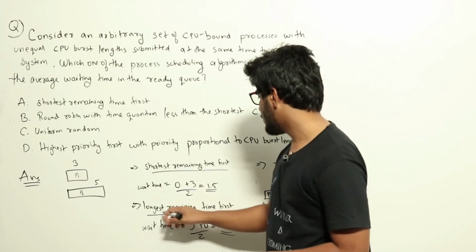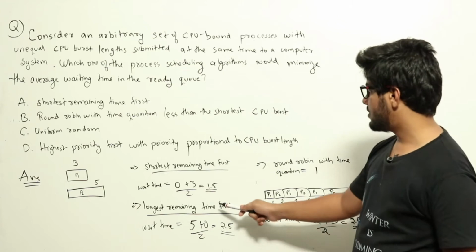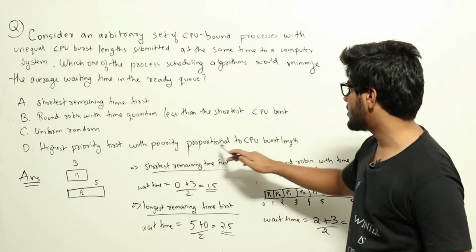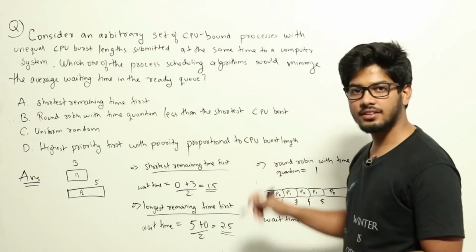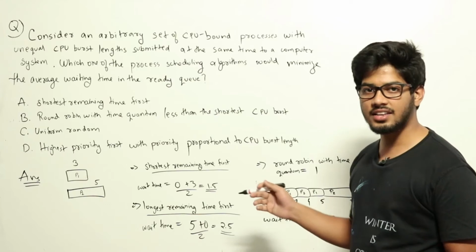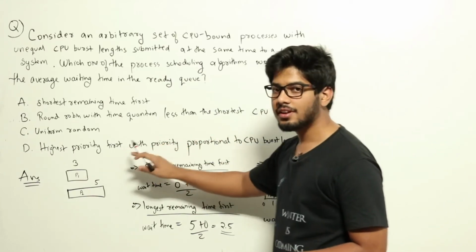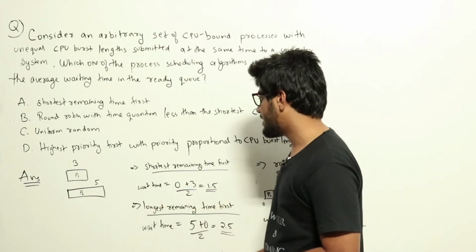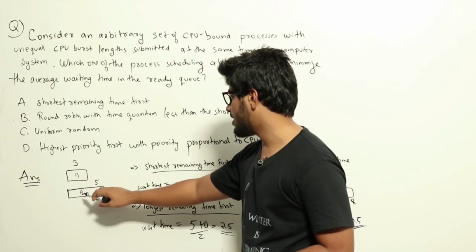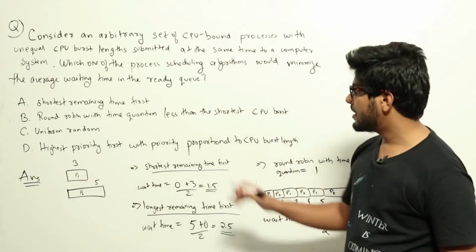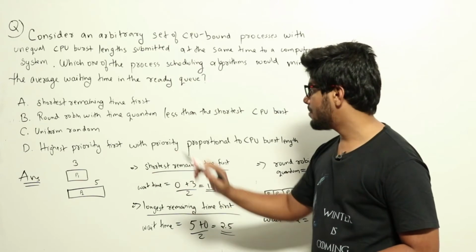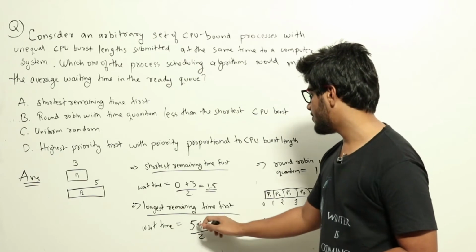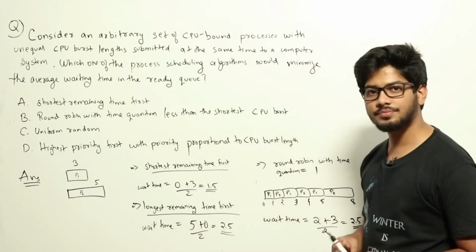Now let us try longest remaining time first. This longest remaining time first is whatever is given in D. It's saying highest priority first with priority proportional to CPU burst length. Meaning the process having the longest burst length will have the highest priority and that process will run first. So it is the same as the longest remaining time first algorithm. If we choose it, P2 has the longest remaining time. So P2 will run first and then P1 will run. Meaning P2 will wait for 0 time and P1 will wait for the length of P2, that is 5. So the average waiting time would be 5 plus 0 by 2, that is 2.5.